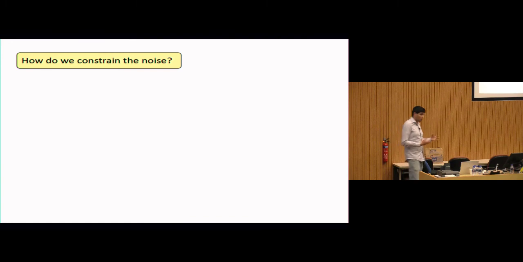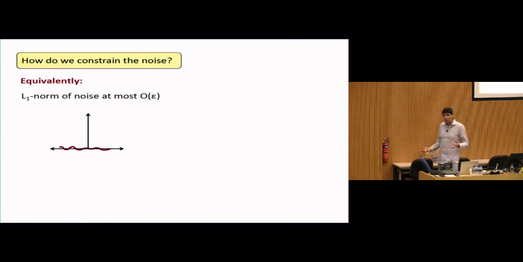So in order to make good on how to define this problem, the first thing that I have to explain is how do we constrain the noise? What do I mean that the noise is small? There are a few ways that you can think about this. Well, one way is you can think about that little twiddle that I added to the density function. I could constrain its L1 norm and say that the L1 norm of whatever this function is is at most, let's say, O of epsilon.